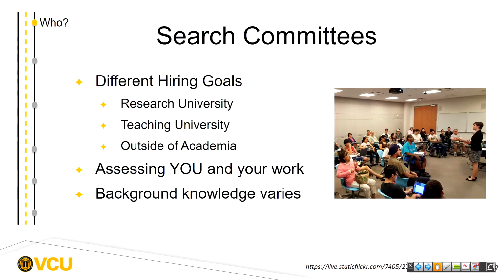And again, the background knowledge of these folks is going to vary depending on who is on your search committee. Oftentimes it's people from the department. Some universities may want an HR representative to sit on every committee. That person would probably be outside of your field of work. And so you have to consider that when you're thinking about what you're going to talk about and how you're going to talk about it.